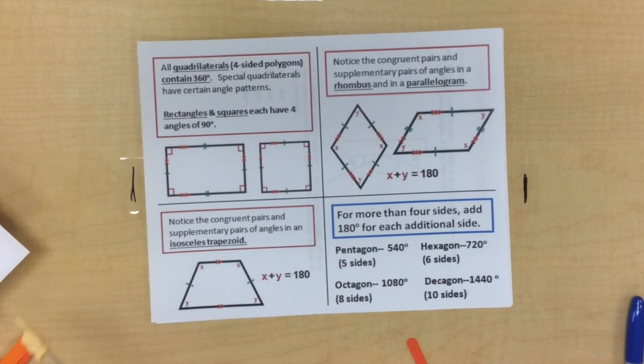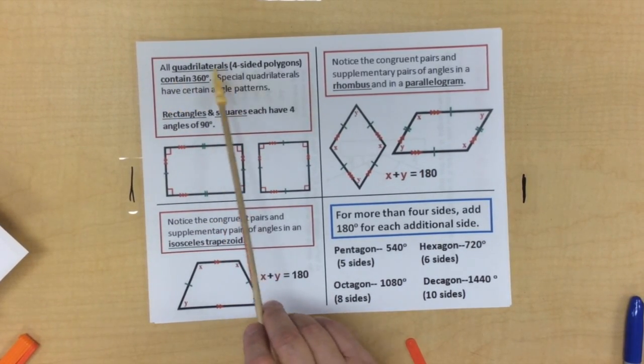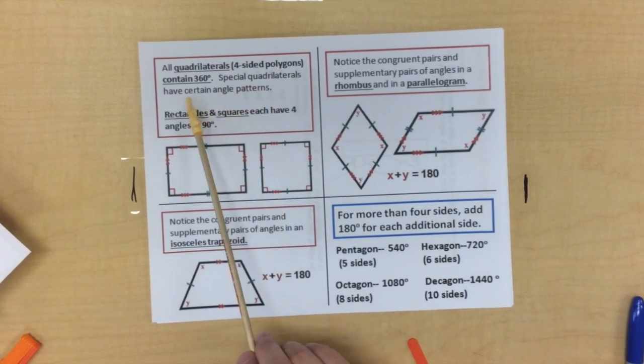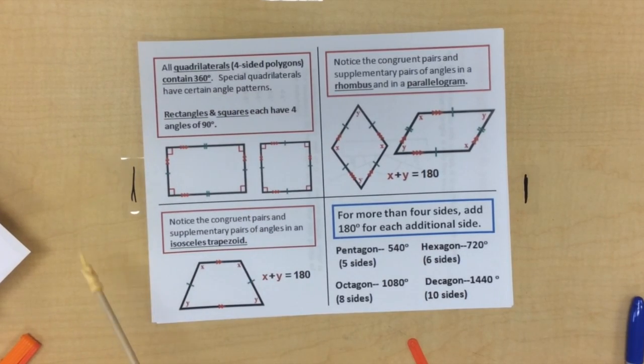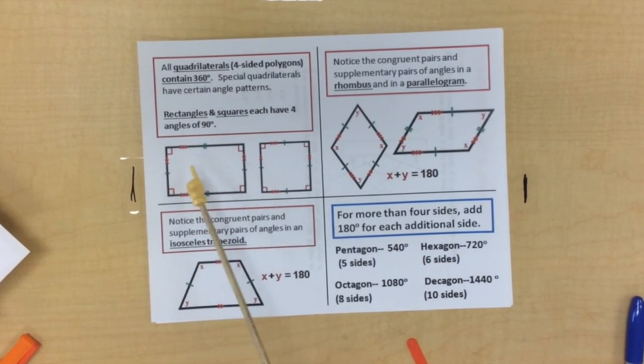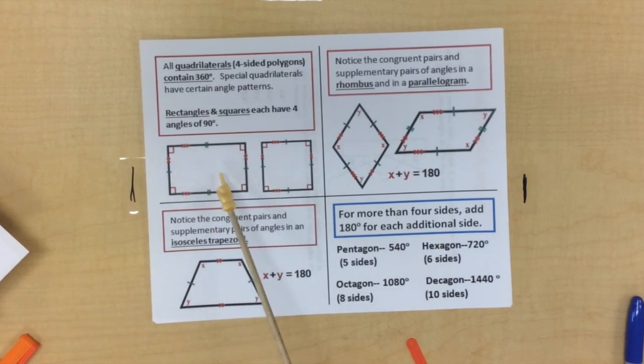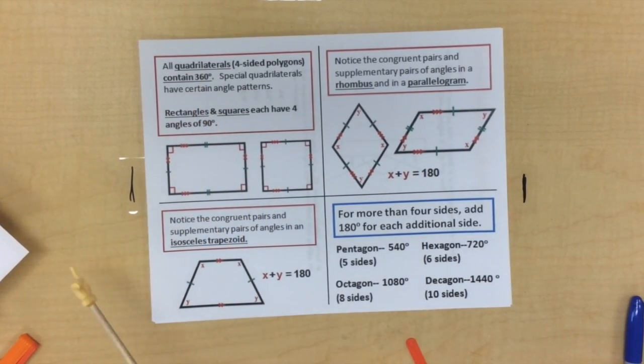Moving on to the quadrilaterals. Remember, triangles have 180 degrees, all quads, anything that's 4-sided, will have 360 degrees. But you have special quads with certain special angle patterns. Rectangles and squares, we know, have 4 90-degree angles. And notice, of course, 4 times 90 is 360.